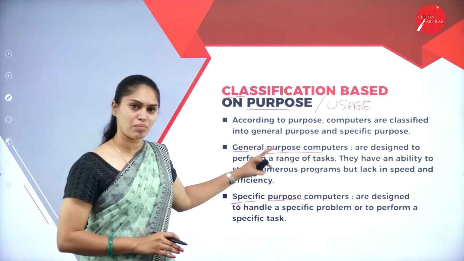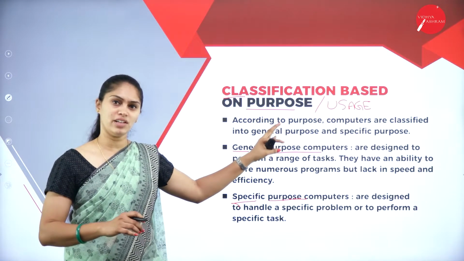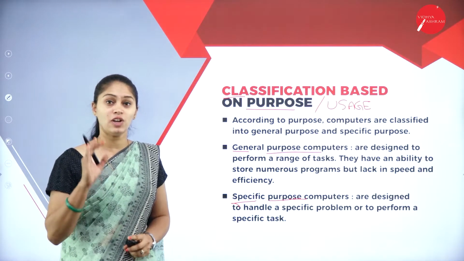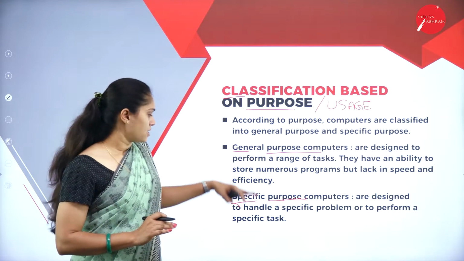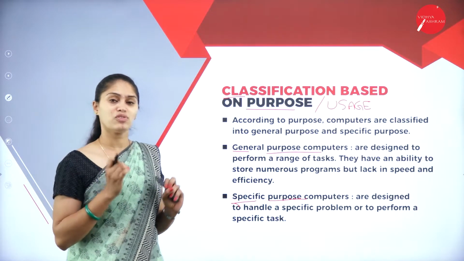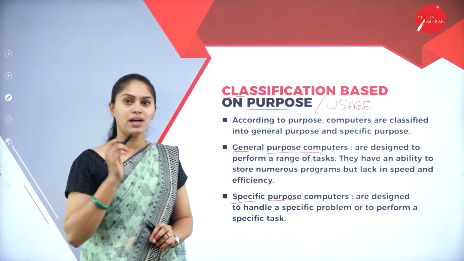As the name indicates, general purpose means we can use that kind of computer for more than one purpose, that is not so specific and not so sophisticated. But specific purpose or special purpose means these types of computers are mainly designed to perform a special task or a particular task.